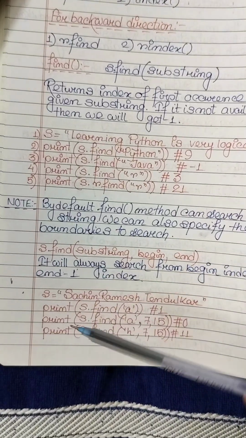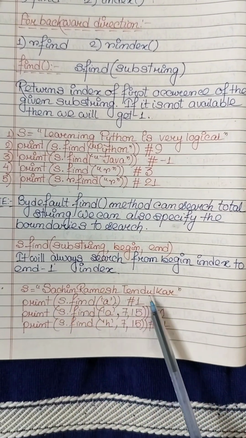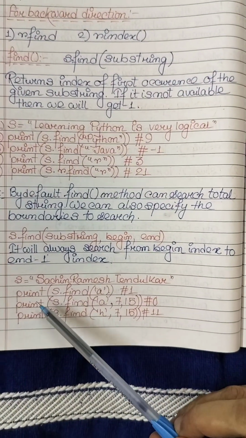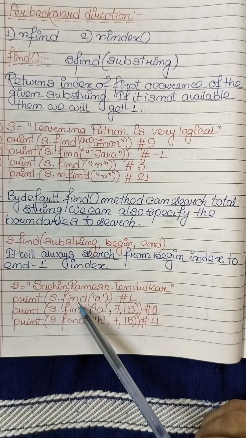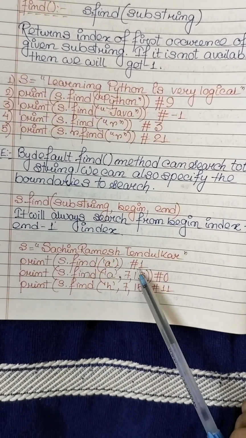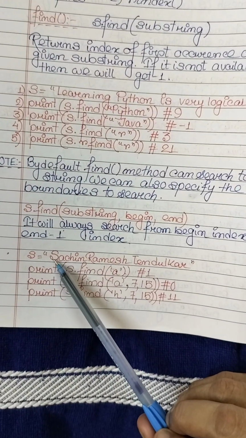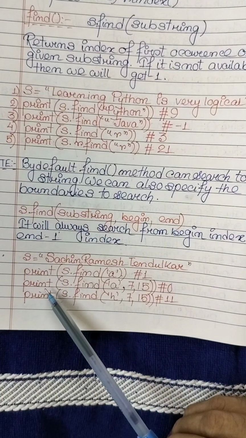Very good. The variable is S, and we have to store the string Sachin Ramesh Tendulkar inside the string S. Print s dot find a, and we will get the answer 1. If the starting value is 0, then in the 1 position we will get a.